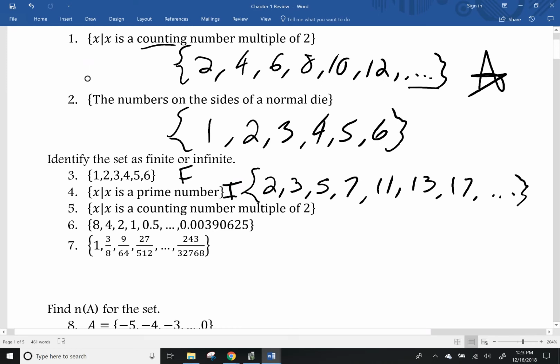Number 5, X is a counting number multiple of 2. Well, we just did that earlier. Number 1, I mentioned already that it was infinite because it does go on forever. So I'll put an I for infinite there.